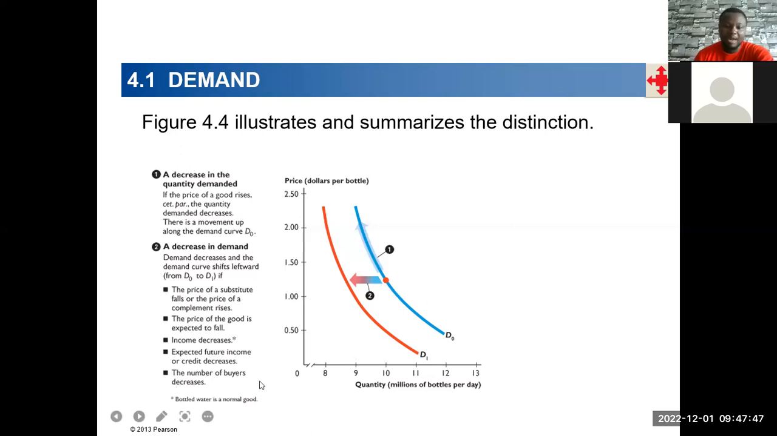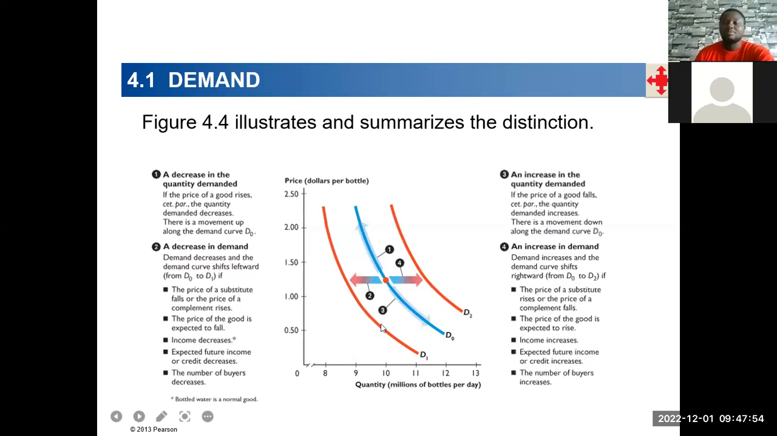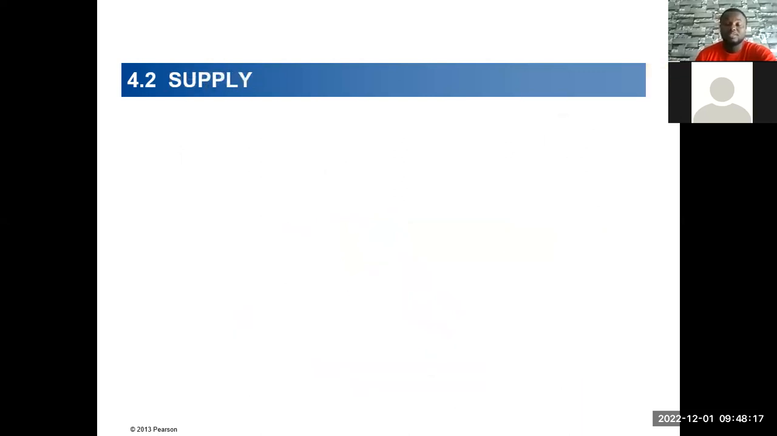Another is a decrease in the number of buyers, which will cause a decrease in demand. So that's for a decrease in demand. Therefore, with an increase in demand, at the same price the quantity that we desire to buy will increase. These are some of the possible causes: an increase in the number of buyers, or an increase in income, assuming the good is a normal good. So this is the difference between a change in demand and a change in quantity demanded.